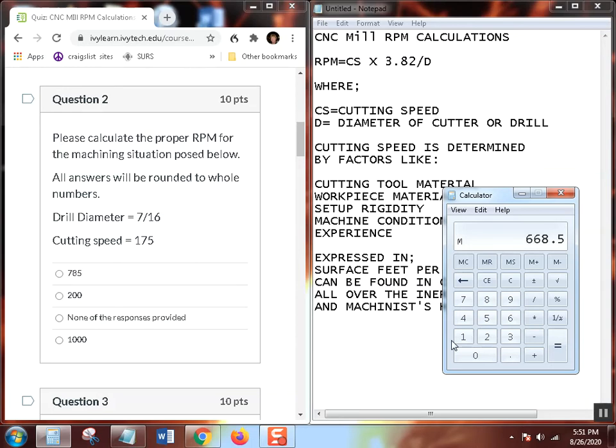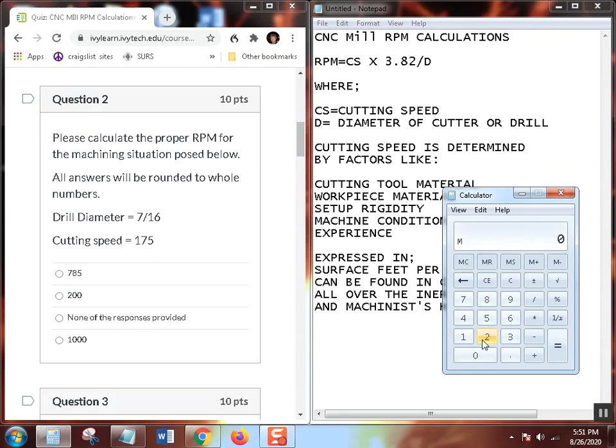Equals that divided by 7/16. Well, I happen to know the decimal equivalency of 7/16 is 0.4375. See, it is so much easier to memorize this stuff. Now, do I know it down to the 64ths? No, I do not. I have some students who know a lot of the 64ths. We're looking at 1528. Well, that's not an answer here. None of the responses. You're going, are you sure? Well, we'll do it again.